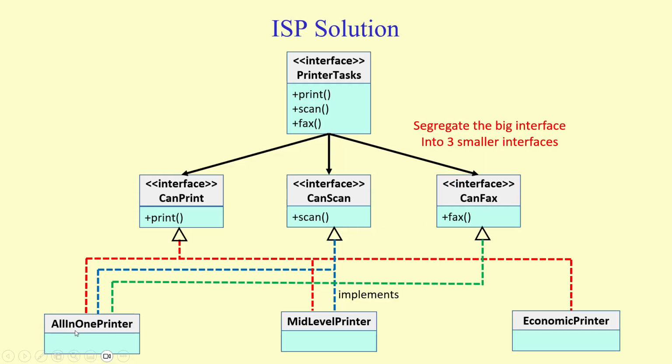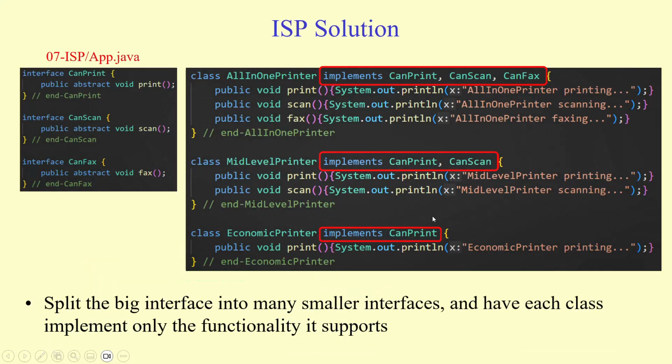So now if I am the all-in-one printer, I am going to implement all of these interfaces and provide an implementation for each of these methods. If I am the mid-level printer, I'm going to implement CanPrint and CanScan and provide an implementation for print and scan. And if I'm the economic printer, I will only implement CanPrint and provide an implementation for print. And here is that implementation.